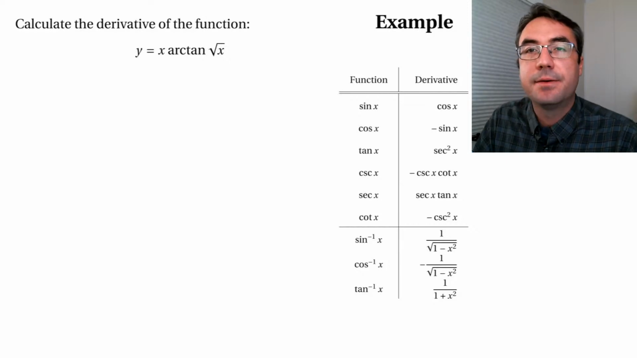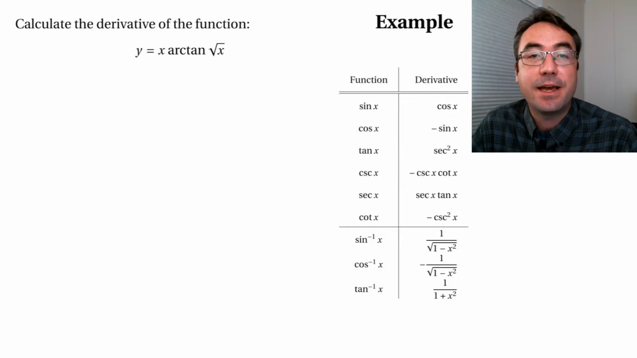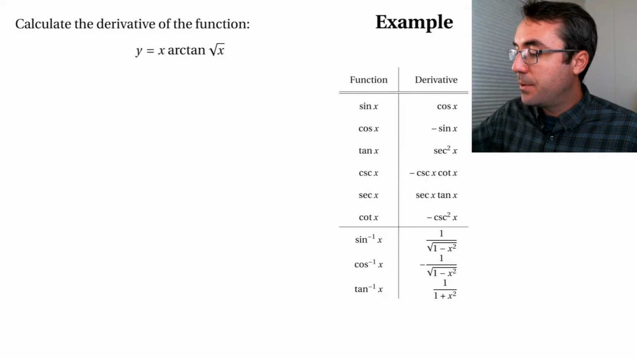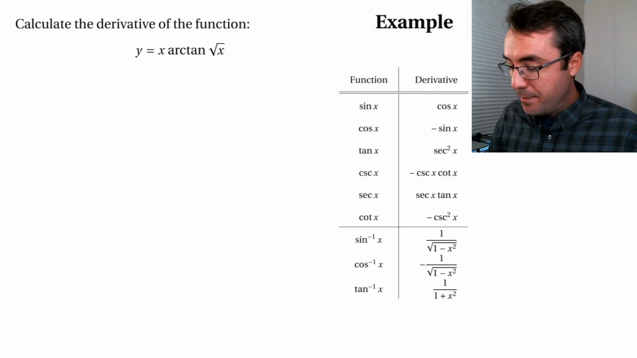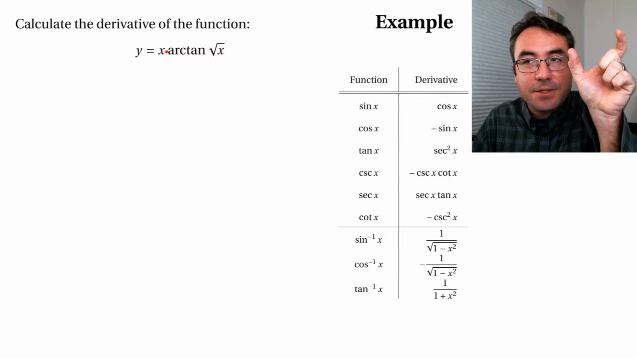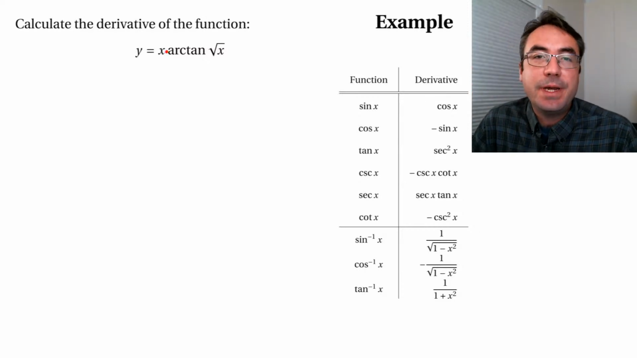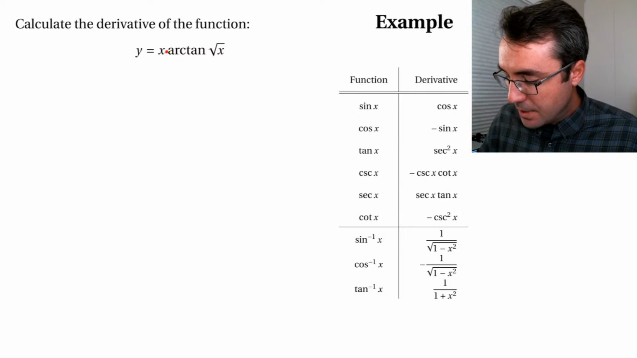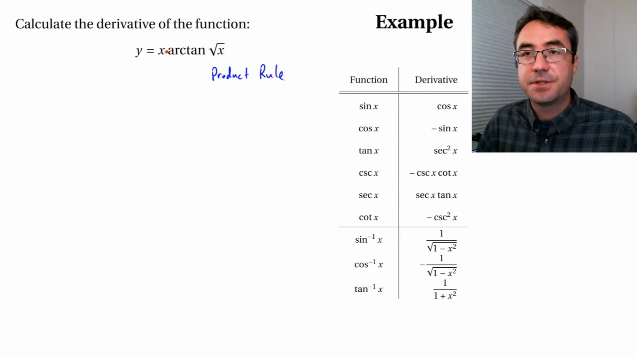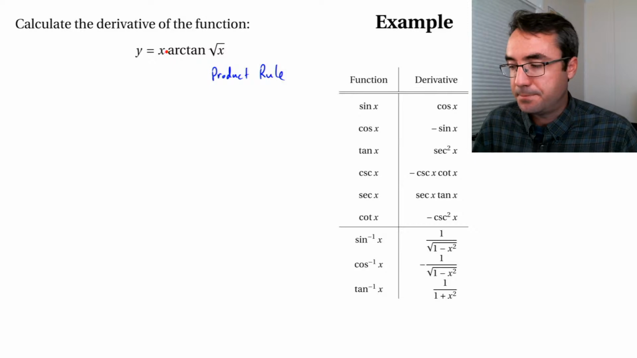So let's try this first one. We're going to calculate the derivative of the function y equal to x times arctan of square root x. When we look at this function, there's a few things going on. But really the major thing here is right there in the middle, there's a multiplication sign. So there's x times arctan of square root x. So there's multiplication between two functions of x. So we're going to use product rule here. That's the very first thing we have to do for calculating this derivative. So there's a product right there in the middle. We have to use product rule.